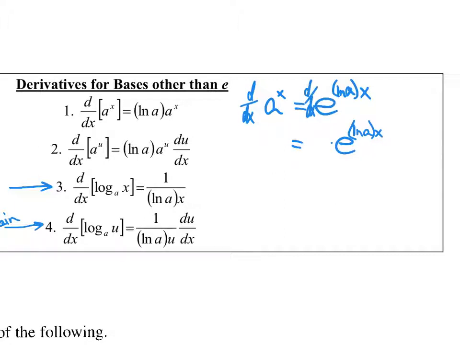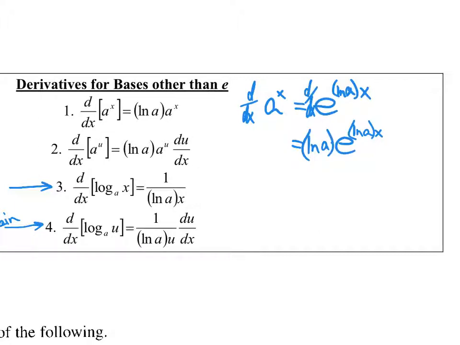X, 1 over x. It's just times ln of a. This is linear up in the numerator, right? Because x is to the first. Yeah, ln of a is a constant. So the derivative of something linear is just whatever that constant is. So this is going to be times ln of a.